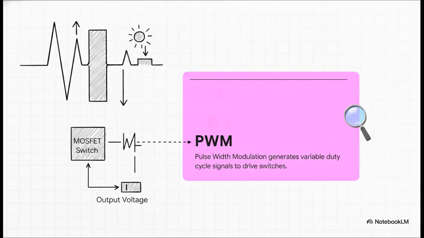So, the PI controller knows exactly what needs to happen, but it needs a way to actually talk to our high-speed MOSFET switch. And that language? That's PWM, or pulse width modulation. The controller generates a signal that tells the switch exactly how long to stay open and how long to stay closed. We call this the duty cycle. If the output voltage starts to dip, the PWM signal widens the pulse, keeping the switch on just a fraction longer to store a little more magnetic energy in that inductor.